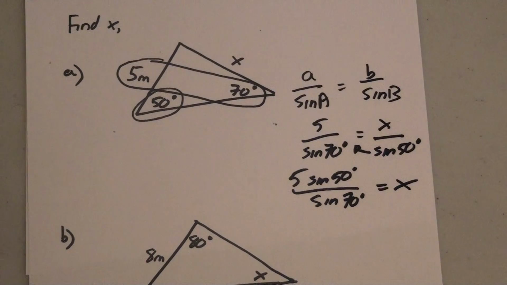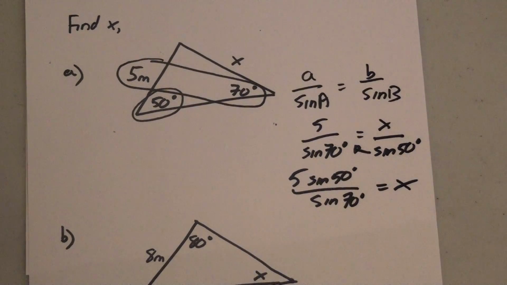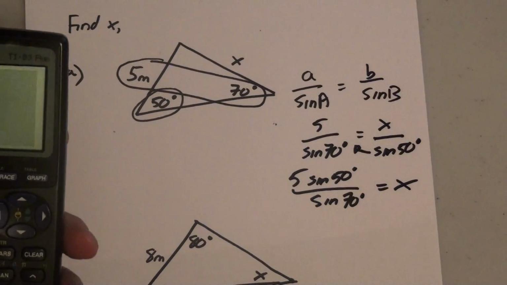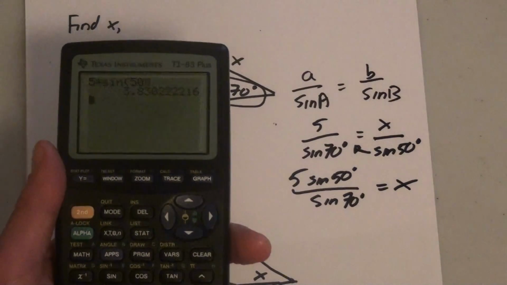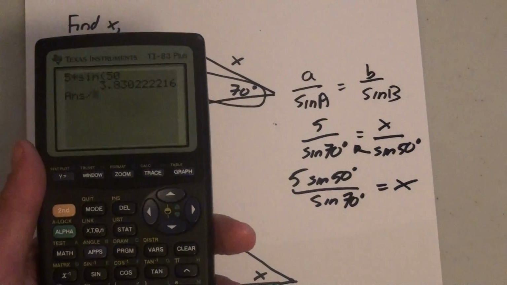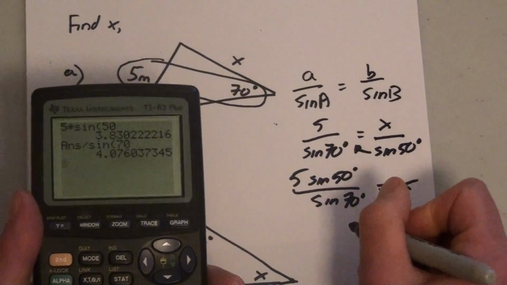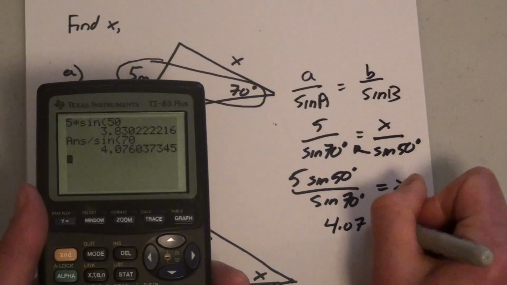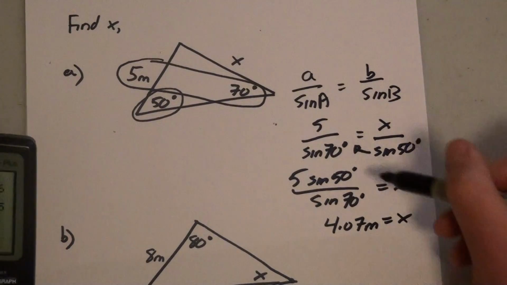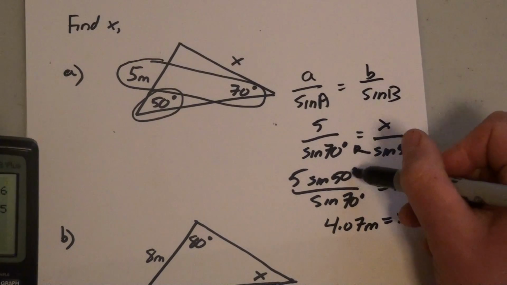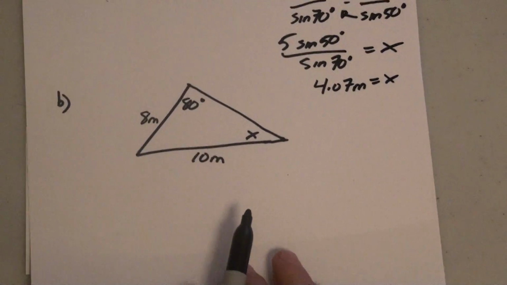Now I put it in the calculator, and I'm finding a length, so I'm just going to use my regular sine buttons. It'll go 5 times sine 50. Best to hit equals at that point. Then you divide by sine 70 and hit equals again. That will give you an answer of 4.07 meters equaling x. Best to hit equals after you put your top in, then put in the bottom, and hit equals again.